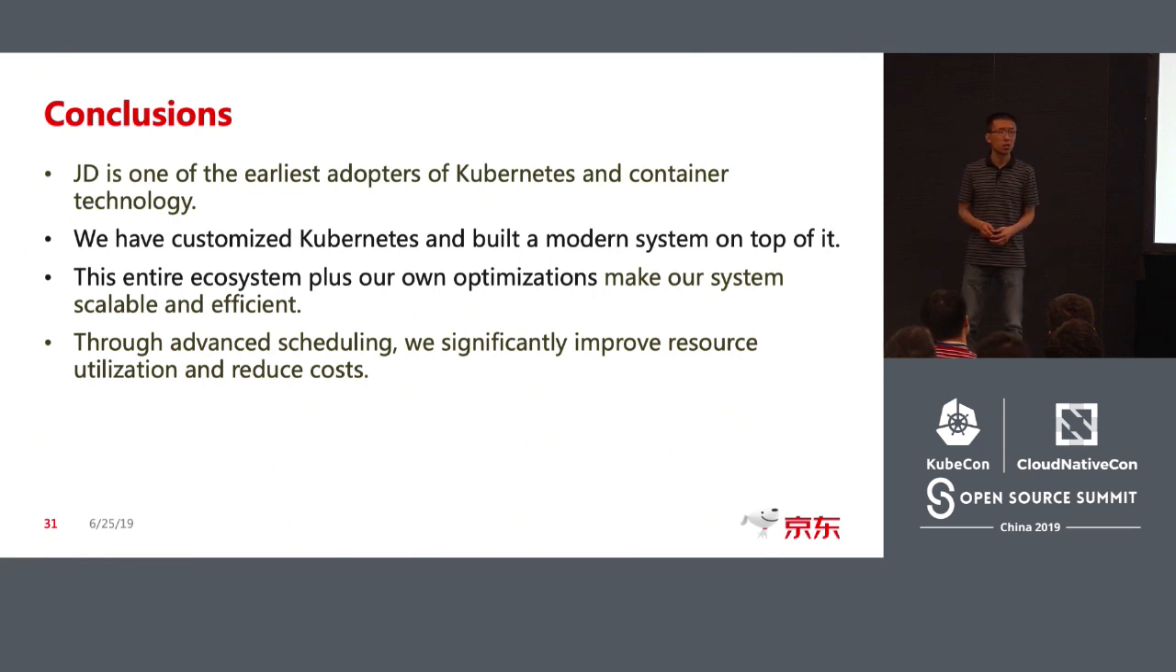For the conclusion, Jingdong is one of the earliest adopters of Kubernetes and container technologies. So we have formed a mature ecosystem for customization and optimization. We want to optimize according to your business schedule, so you can have good performance and reduce your costs significantly. And I believe you can use it according to your own business size. Some things I shared, maybe you can adopt directly, but some others you can take as a reference.